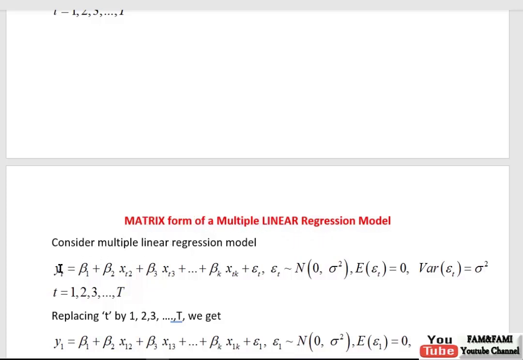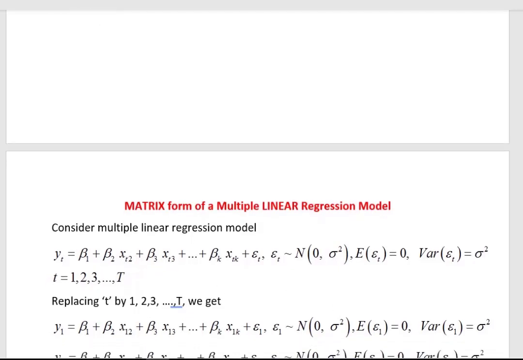We start with this multiple linear regression model, the same equation that we wrote above, and t ranges from 1 to T. Now in order to get the matrix notation, we need to do some basic algebra. The first step is we need to replace this subscript t with 1, then subscript t with 2, and so on, up to subscript t with big T or capital T. This is done here in the next few steps.